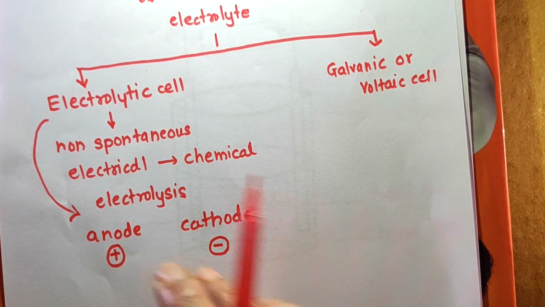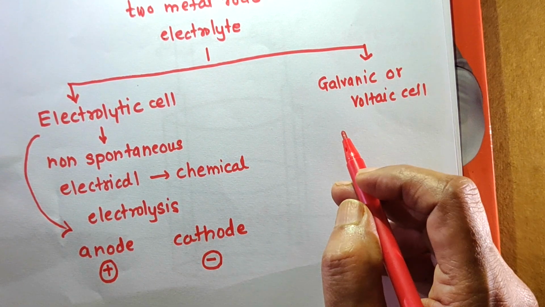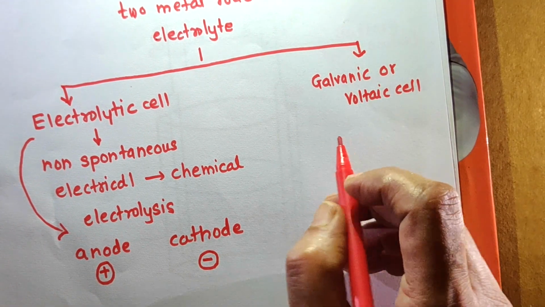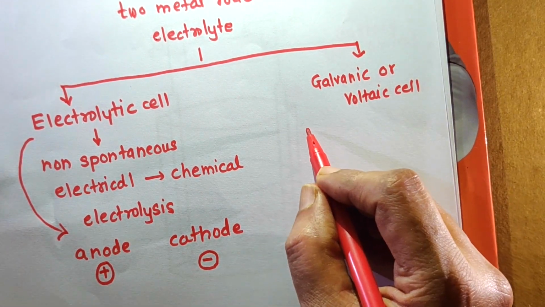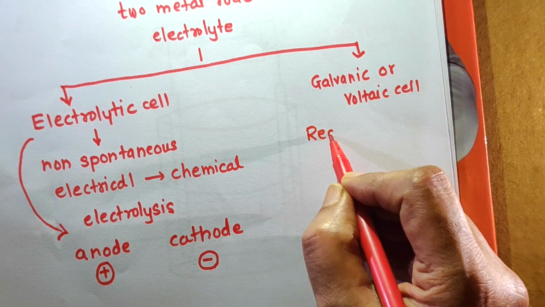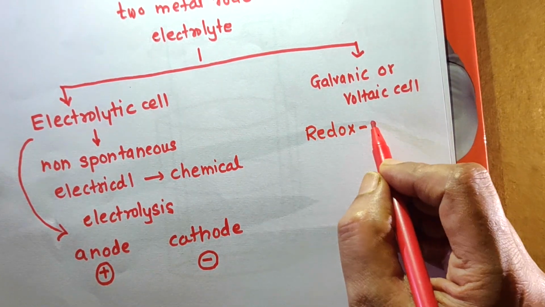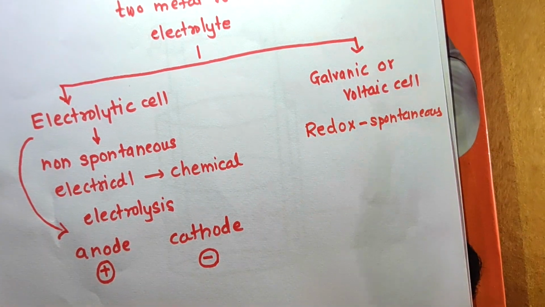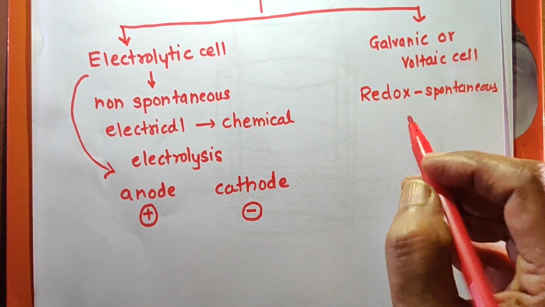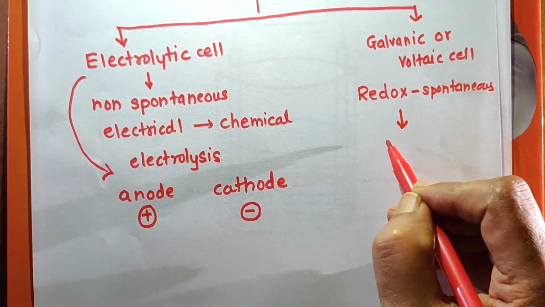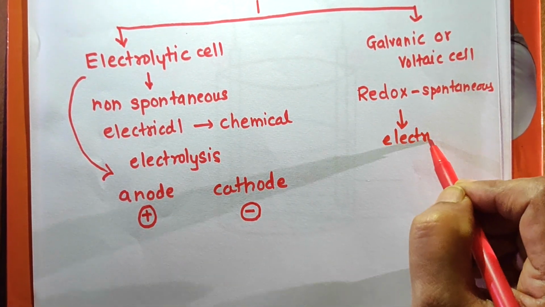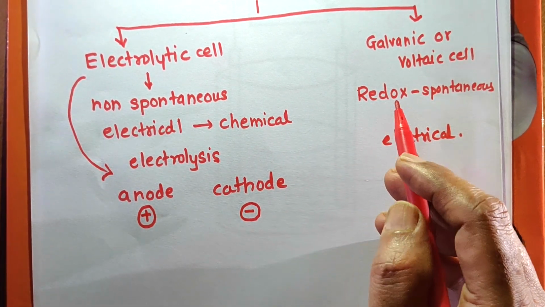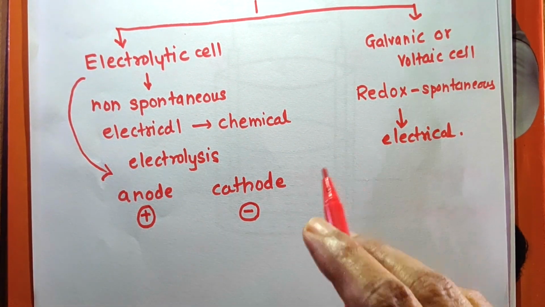Now, the second type of electrochemical cell, that is galvanic cell or voltaic cell. In this cell, the reaction which takes place spontaneously is a redox reaction. That is, the spontaneous redox reaction is taking place, and due to this spontaneous redox reaction we can obtain electrical energy. How? You know what is redox reaction? In redox reaction, one substance gets oxidized and another substance gets reduced.